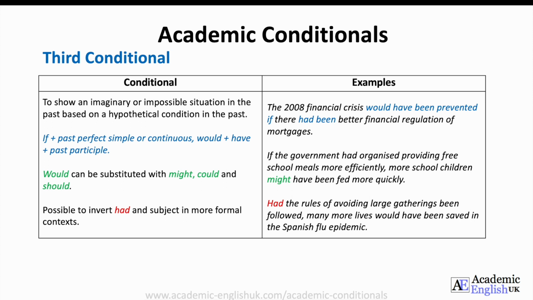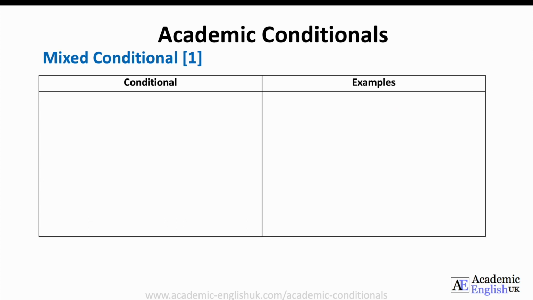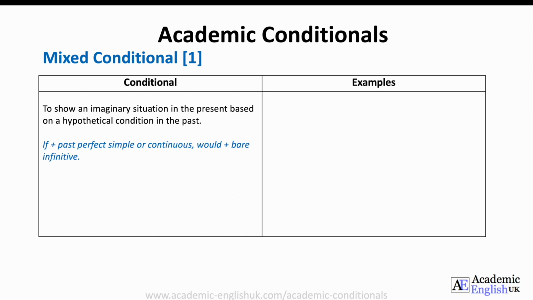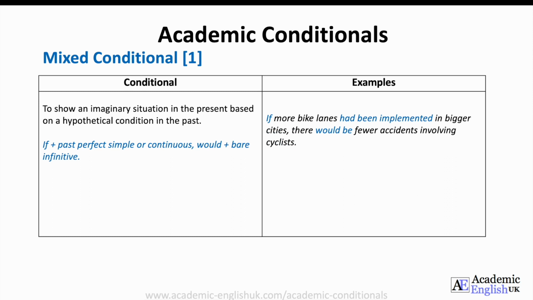Okay, now we move on to the mixed conditionals. We start with the mixed conditional type 1. It is used to show an imaginary situation in the present based on a hypothetical condition in the past. It is structured with if plus past perfect simple or continuous, would plus bare infinitive. Here is an example. In addition, would can be substituted with might or could, like this.